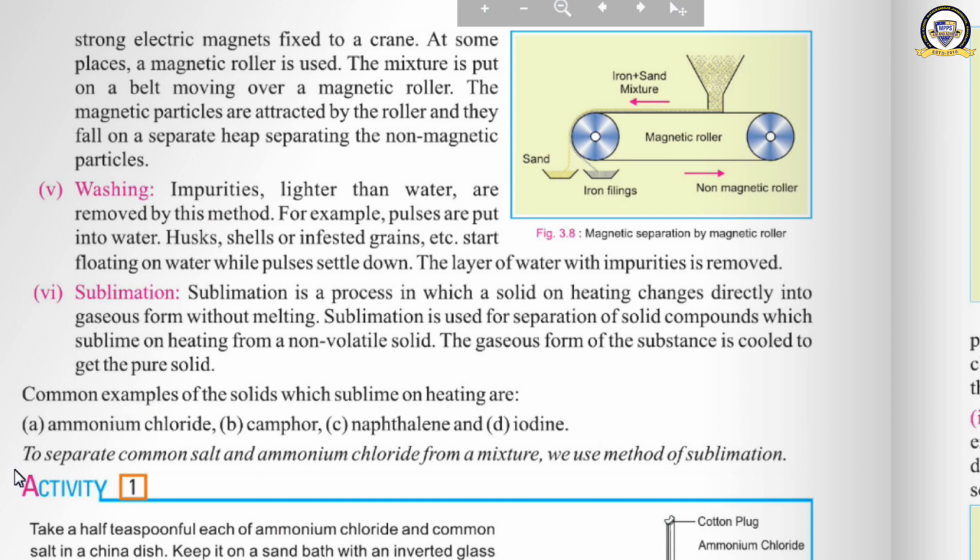Okay. What do you mean by sublimation? It is a process in which a solid on heating changes directly into gaseous form, and it is used to separate solid compounds which sublime on heating from a non-volatile solid. Common examples of the solids which sublime on heating are ammonium chloride, camphor, naphthalene and iodine. To separate common salt and ammonium chloride from a mixture, we use the method of sublimation. I think you have got what is sublimation, right?